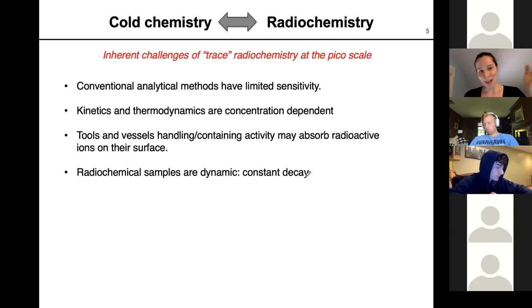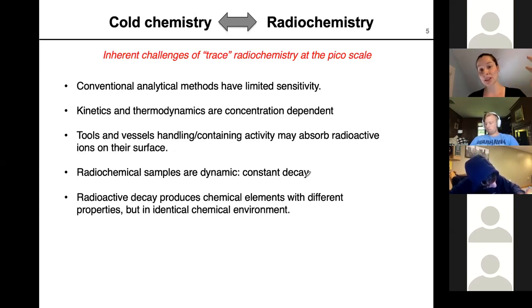This is something we already touched upon with our little math exercise. Radiochemical samples are dynamic. We have a constant decay. We need to be quick on our feet. So purification and characterization needs to be done quickly.